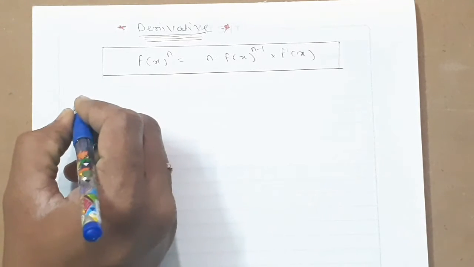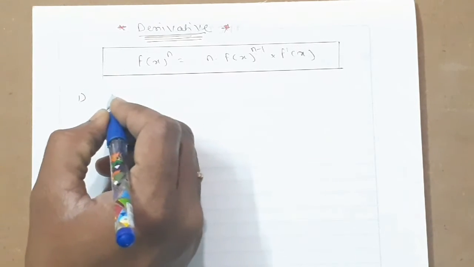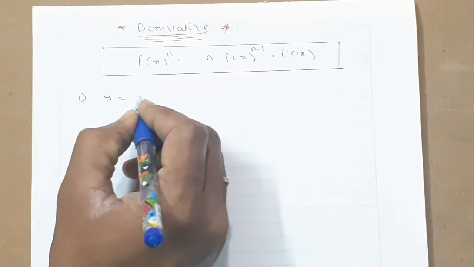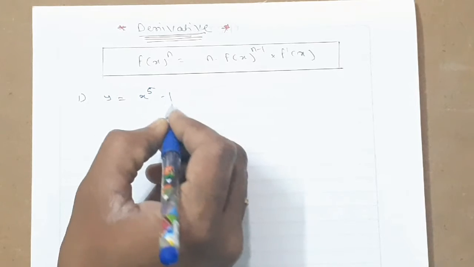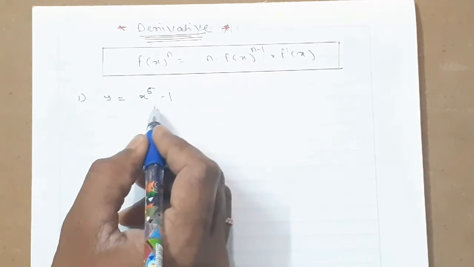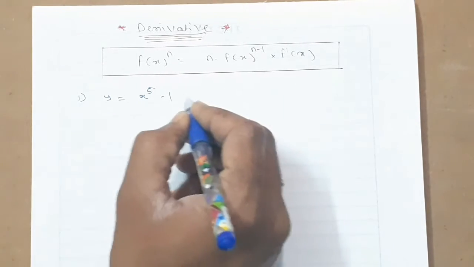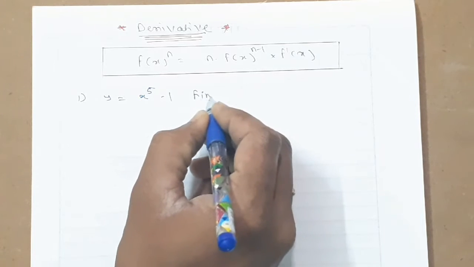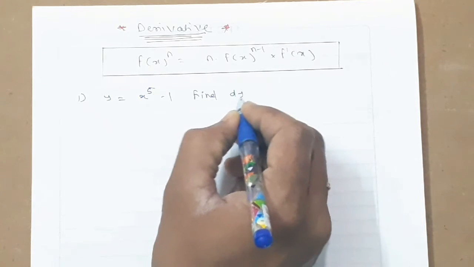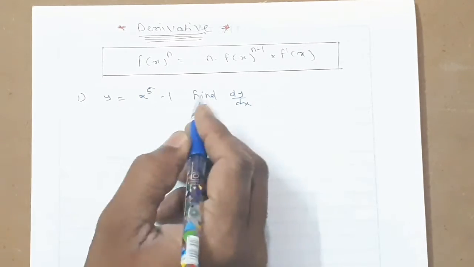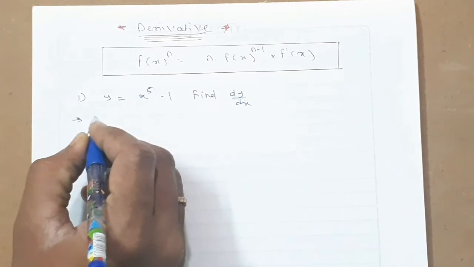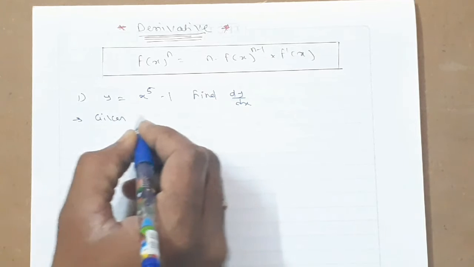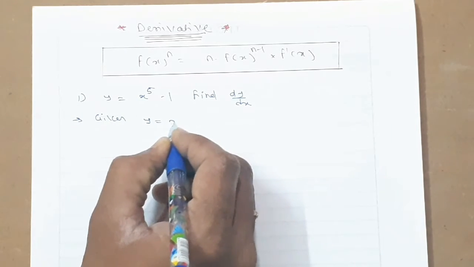In this video we will see how formula based questions are solved. Okay, so the first formula based question: let's consider y is equal to x to the power of 5 minus 1. Find dy by dx. While differentiating the terms, we use the formula that the derivative of x raised to n is equal to n into x to the power n minus 1.